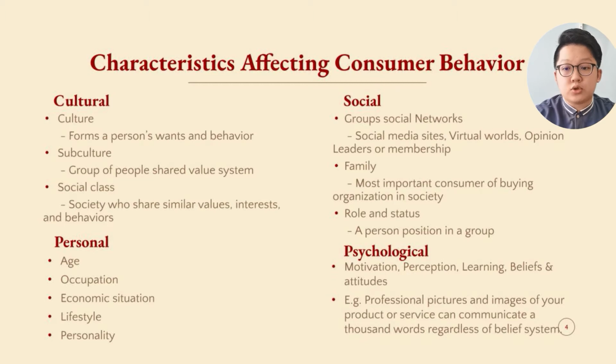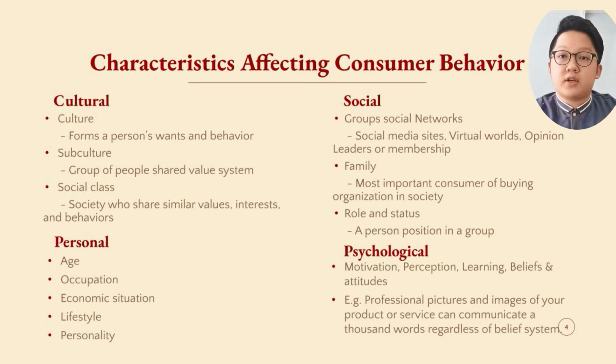Okay, the second one is the social. The social is also classified into three categories. The first is group and social network. This is a group of people who work on social media sites, in a virtual world, opinion leaders, or members of a company. The second is the family. Family is the most important consumer buying organization in society. And the third one is role and status. Role and status is a person who has a position among a group.